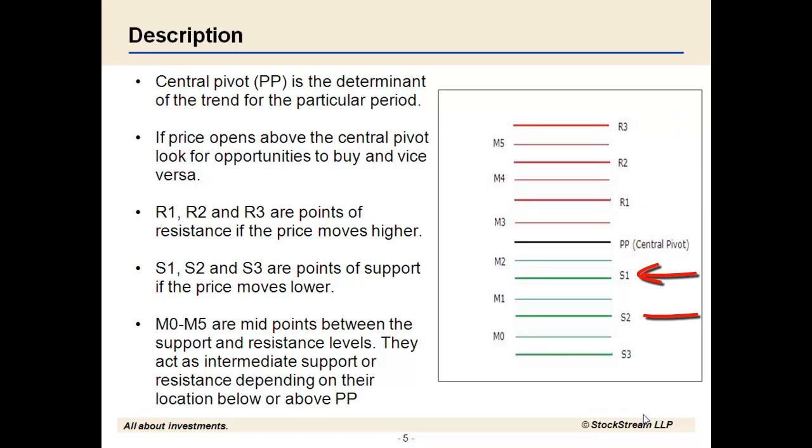S1, S2, and S3 are support levels if the price moves lower. M0 to M5 are midpoints between the support and resistance levels. These levels act as intermediate support and resistance depending on their location above or below the central pivot.